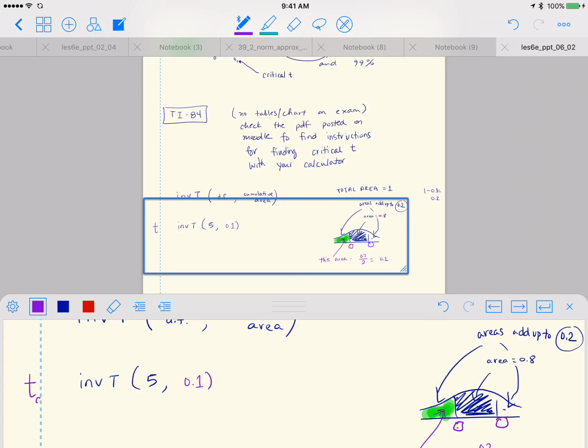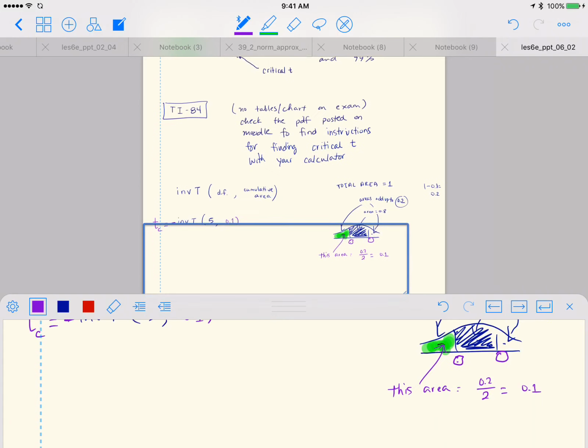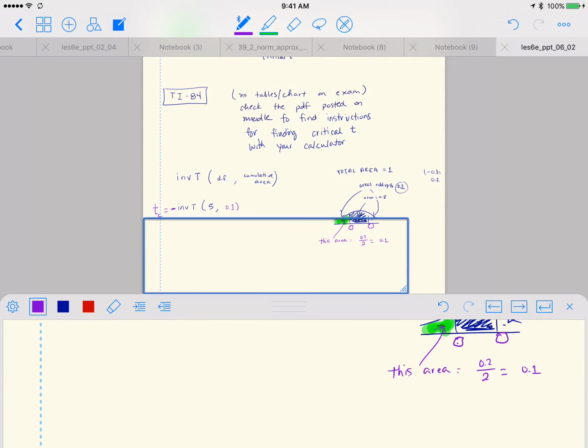So I would say my TC equals negative inverse T of 5 comma 0.1. And in general, the formula to find your critical value TC for a given C, here's what you do. You need to do inverse T, and it's in the same menu as your inverse norm. And then you need to put in your degrees of freedom. And now in order to find that cumulative area, it's going to be 1 minus C divided by 2. Okay, and then you take that and you multiply it by negative 1.